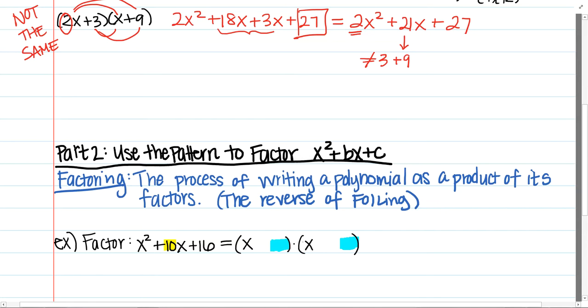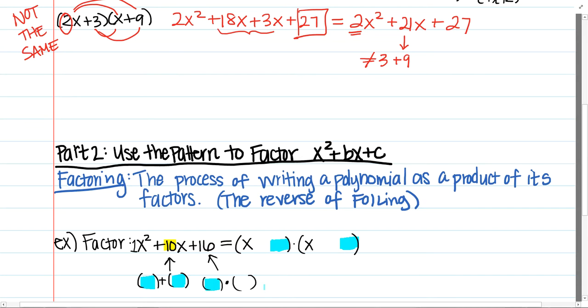And we know that because the number in front of here is a 1. If this wasn't a 1, these would have to be something a little different, such as maybe a 2x, like we saw in this weird example here. Okay, so we know that 10 will be the sum of our two mystery numbers, and the 16 is the product of our two mystery numbers.